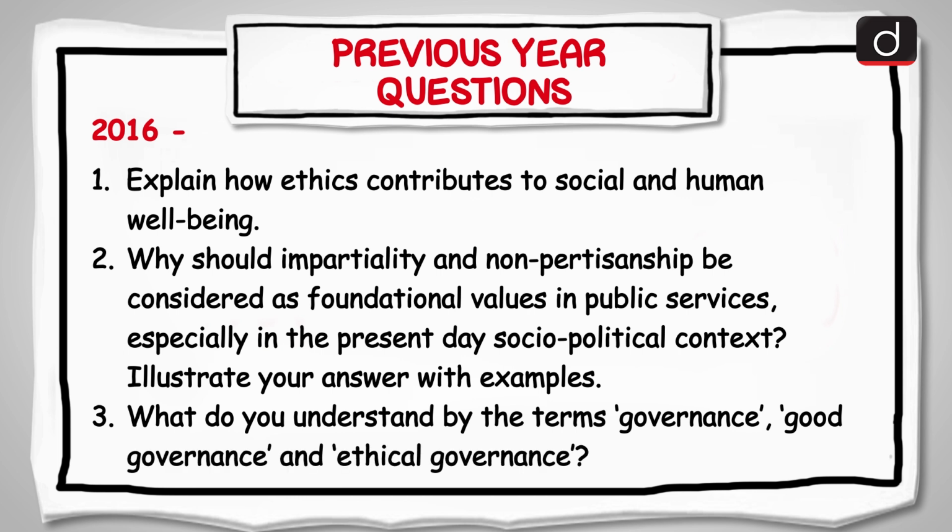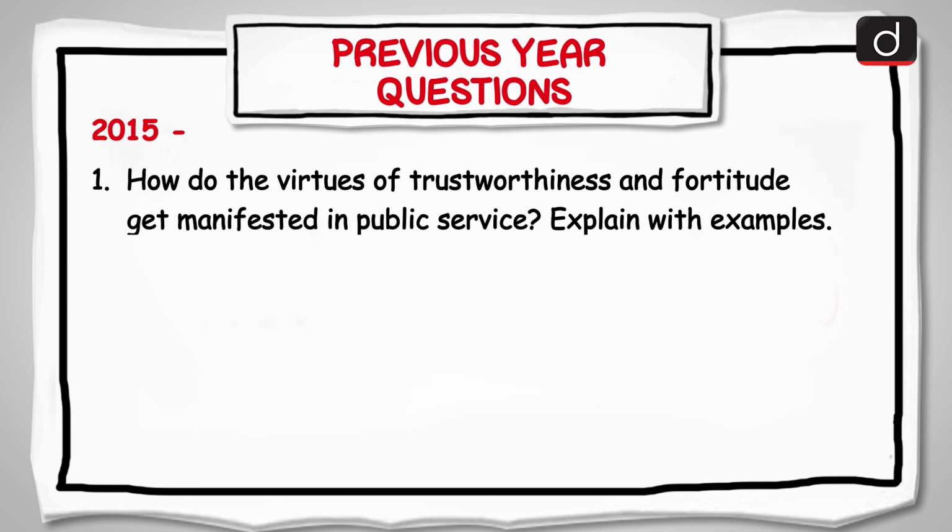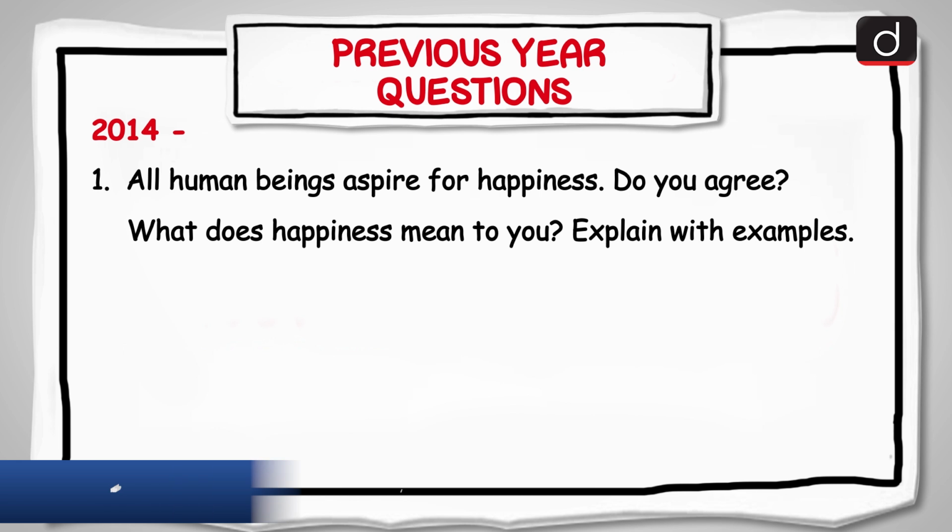Why should impartiality and non-partisanship be considered as foundational values in public services, especially in the present-day socio-political context? Illustrate your answer with examples. What do you understand by the terms governance, good governance, and ethical governance? In 2015, the following question was asked. How do the virtues of trustworthiness and fortitude get manifested in public service? Explain with examples.